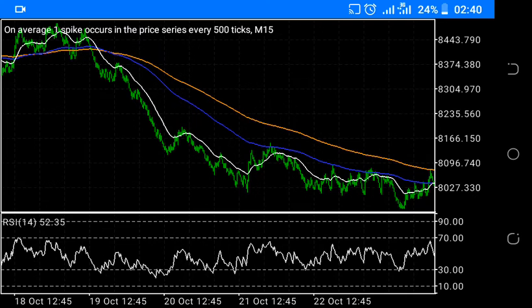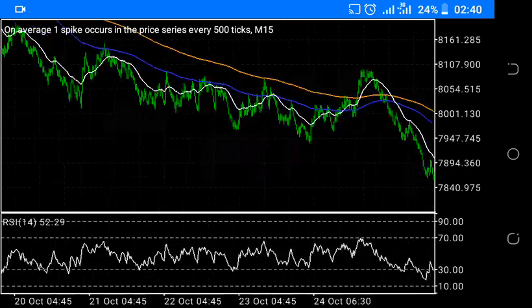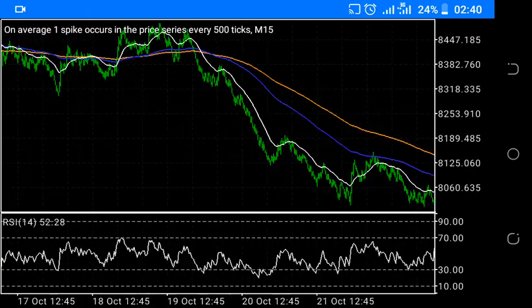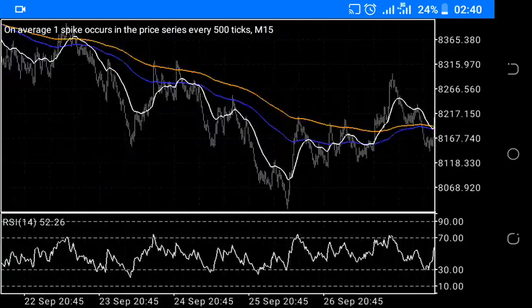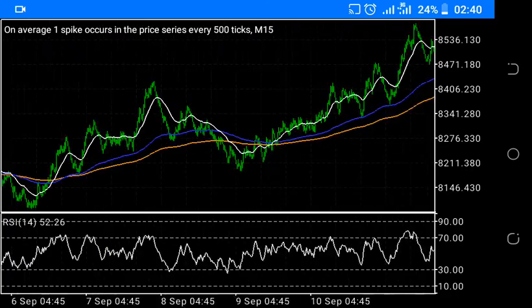The second thing is for you to use it as your dynamic resistance. If it's on a downtrend, it will serve as your dynamic resistance. And if it is on an uptrend, it will serve as a dynamic support. Let me look for an uptrend example.